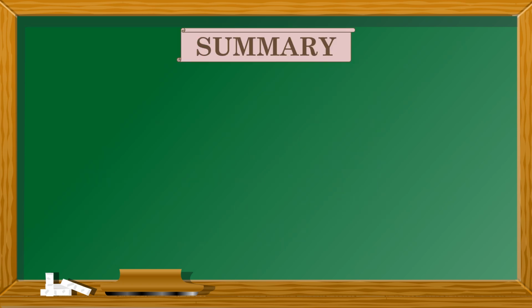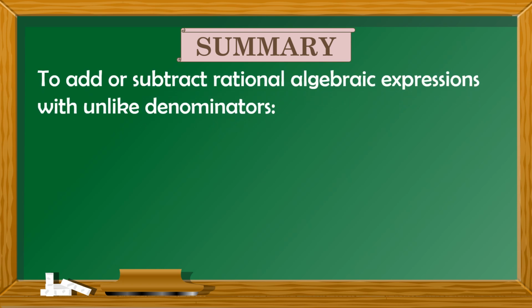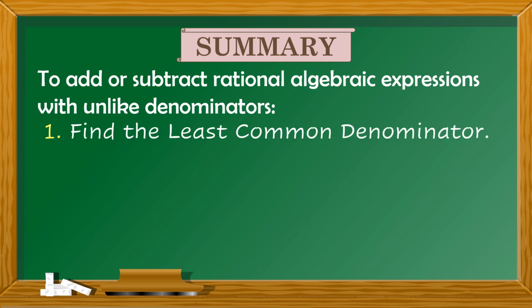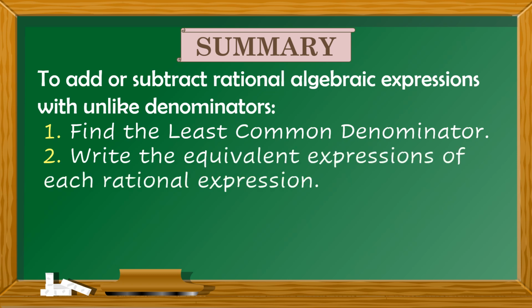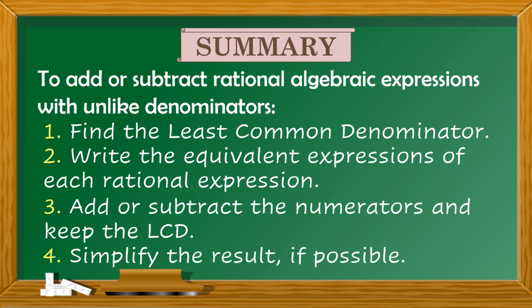Let us now summarize what we have learned. To add or subtract rational algebraic expressions with unlike denominators, first, find the least common denominator, or the LCD, and then write the equivalent expressions of each rational expression. Then add or subtract the numerators and keep the LCD. And last, simplify the result if possible.